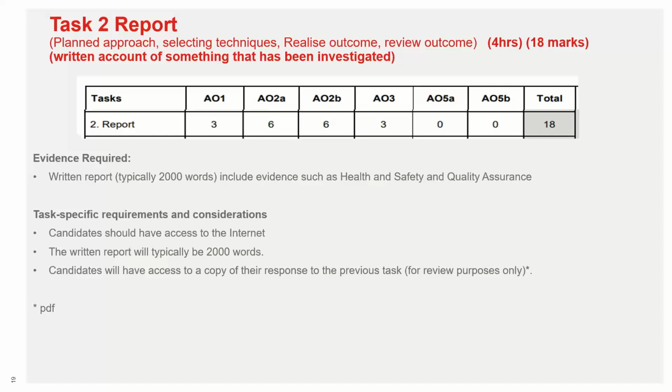So all we need off you is that written report, and as long as it covers evidence such as health and safety and quality assurance, and that will be something you can refer to in the brief. So task specific requirements there. They do have the internet, okay, and that's all we need for task 2.